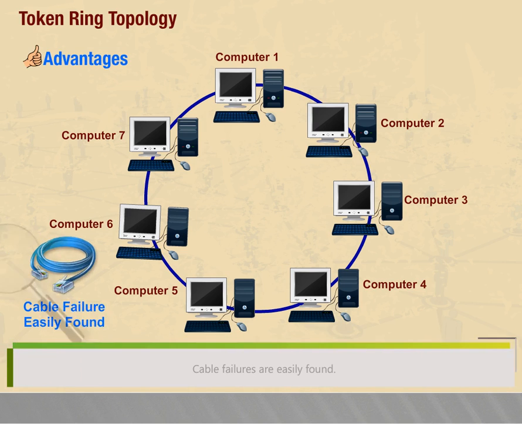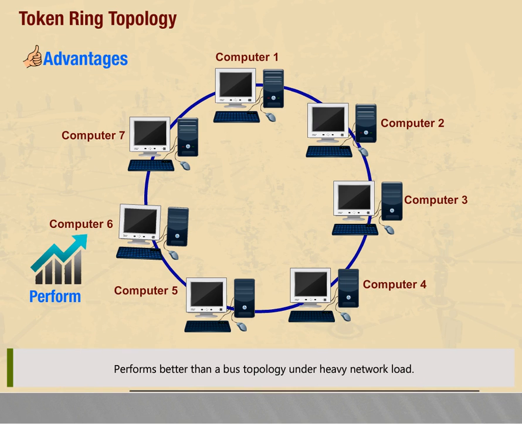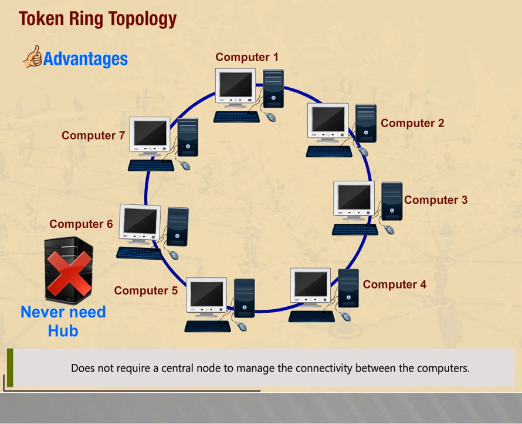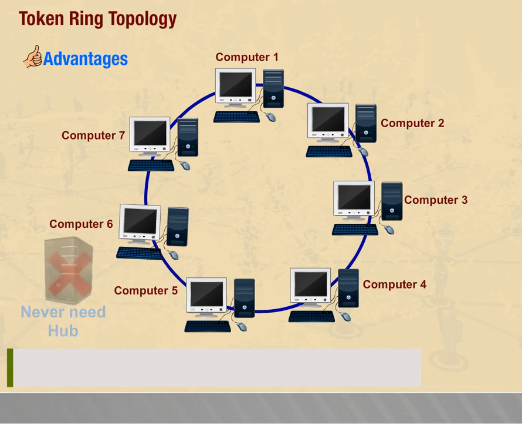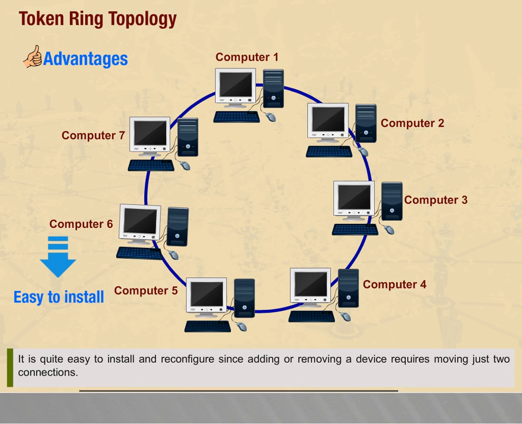Advantages: cable failures are easily found. Performs better than a bus topology under heavy network load. Does not require a central node to manage the connectivity between the computers. It is quite easy to install and reconfigure, since adding or removing a device requires moving just two connections.